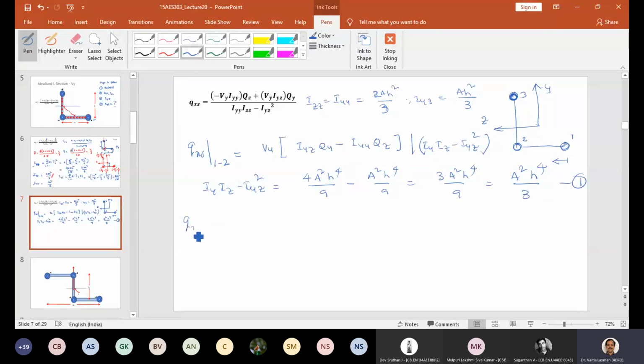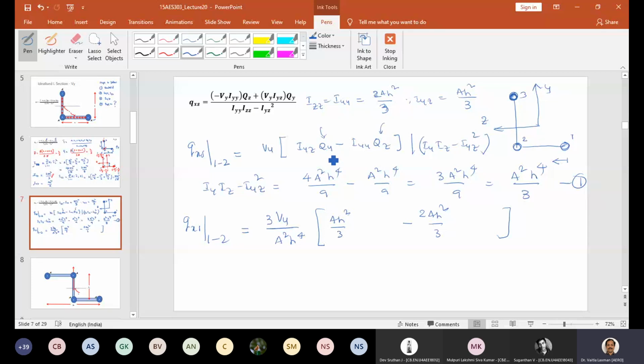Now we got Qxs 1 comma 2 is what? You calculate now. Vy divided by A squared H to the power of 4. This 3 will go up to the top. Now you see what happens. Iyz is what? Iyz is AH squared by 3. Give a gap. Then Iyy is what? Iyy is 2AH squared divided by 3. Give a gap. What is this gap for? We have to fill this Qy and Qz.